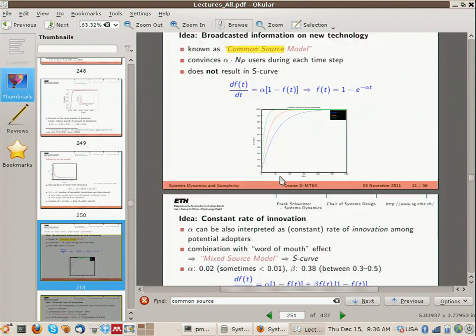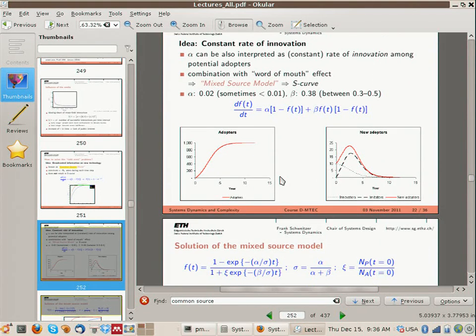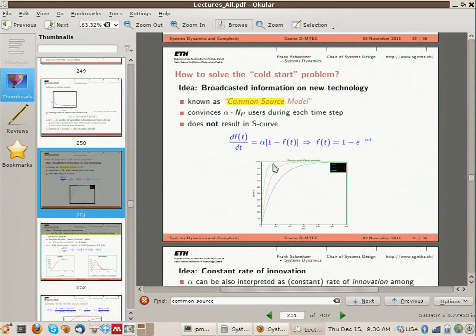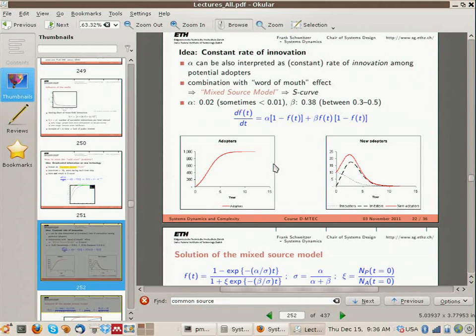But if we go to the mixed source model, well, it's clear the mechanisms are the, what was it? Was it alpha? Yes, it's the alpha from here. So the mechanisms are the interplay between broadcasted public information and interaction, or this word of mouth effect, beta. So this is the mechanism which generates an S-curve. Yeah, exactly. But if you don't want to remember equations, you just remember broadcasted public information and word of mouth effect.